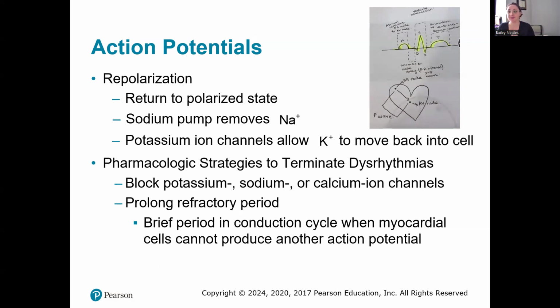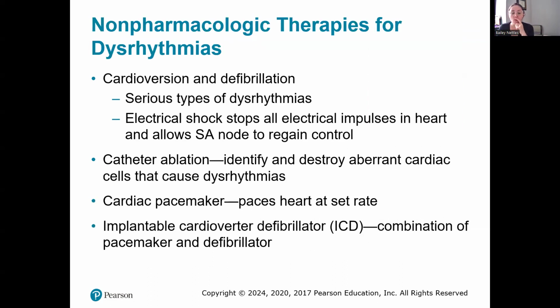All right. So cardioversion, and these are non-pharmacological therapies for dysrhythmias. Cardioversion, defibrillation. Cardioversion and defibrillation are not the same thing. They are different. Cardioversion is used for serious arrhythmias. This is when you shock people. We don't shock people just for the fun of it, okay? And they have to have a shockable rhythm. You can't just shock anything, okay?